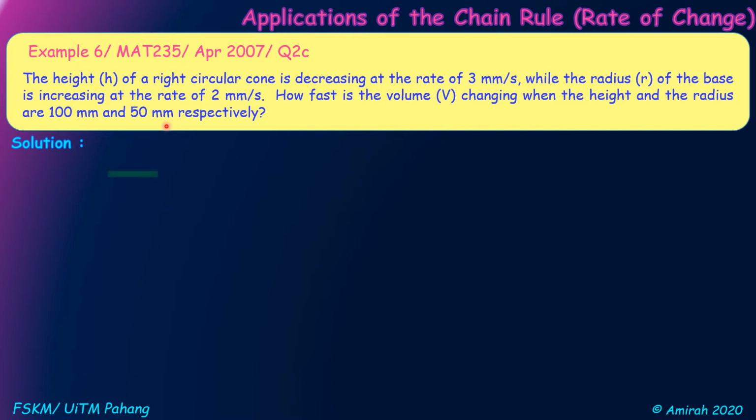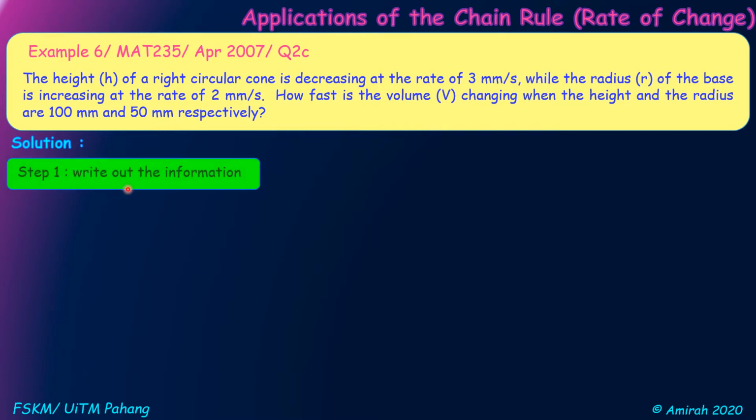Alright, to solve this problem, step 1, we need to write down all the information. From the height h of a right circular cone is decreasing at the rate of 3 mm per second, we can write the height dh over d time, because rate here and because over second here. So we can write dh over d time equals to, the word used here is decreasing, so we need to put negative sign here and then 3 mm per second.